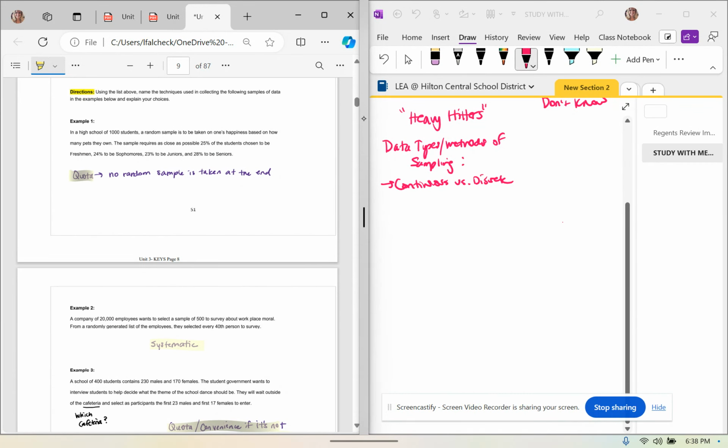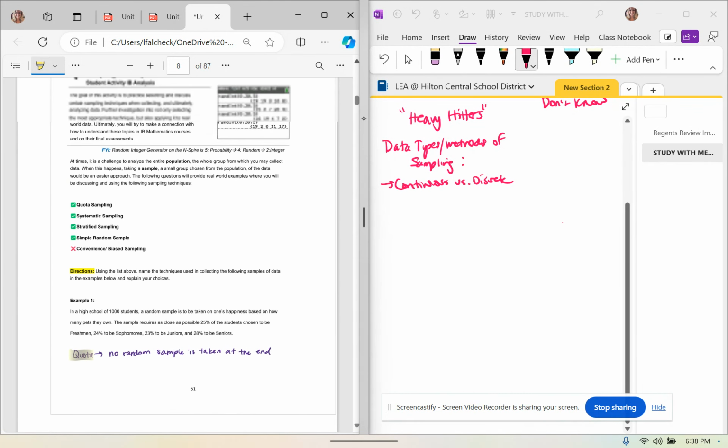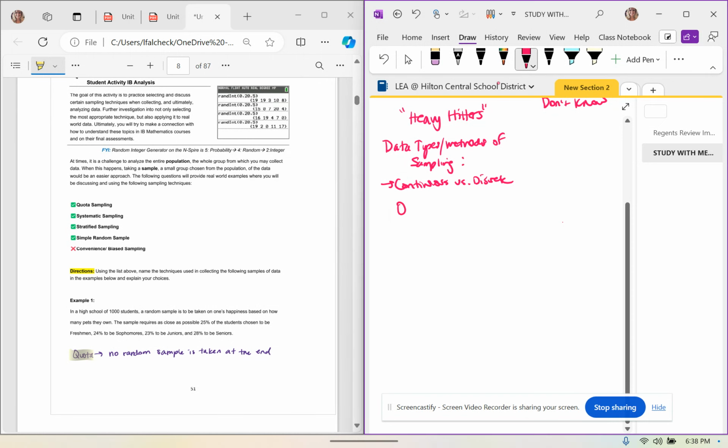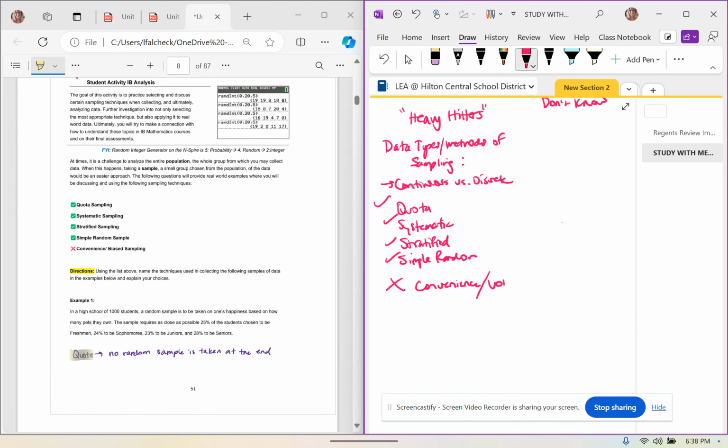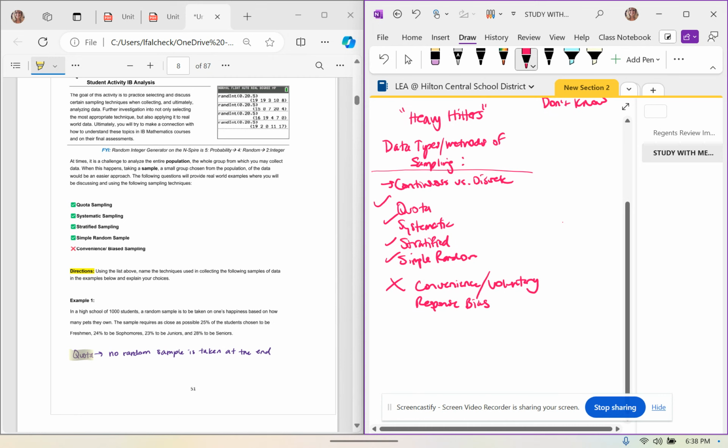All right, different types of sampling. Let's go back. All right, so you've got quota, systematic, stratified, simple random. These are all the good ones, and then the bad one is going to be convenience or voluntary response bias. Okay, so those are going to be data types, methods of sampling.